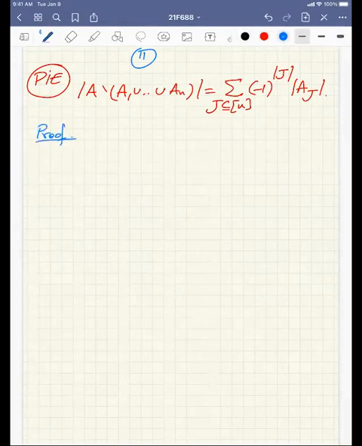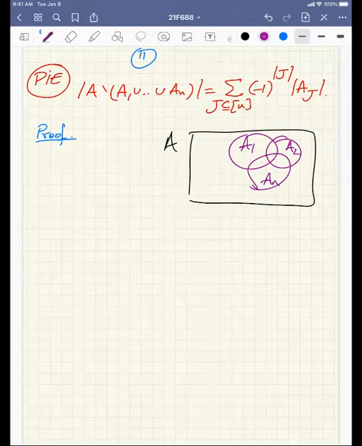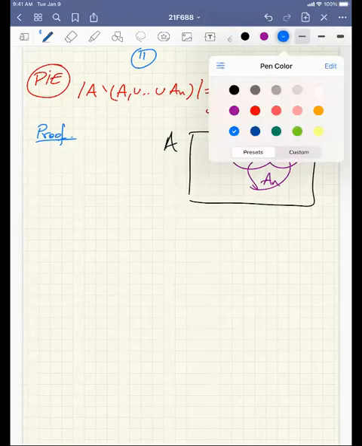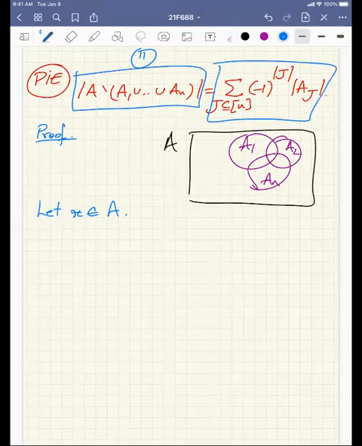Okay. So again, it's useful to think about the scenario of the set A again, and all these bad sets A1, A2, A. What are we going to do is we take an element X in A, and we want to show that the element X is counted exactly the same amount of time on the left side of my equation as it's counted on the right-hand side.